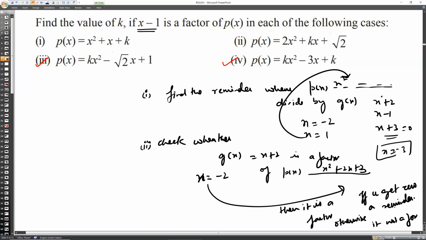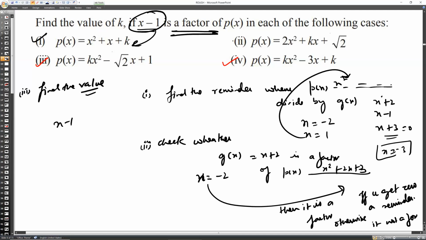The third type of question is: find the value of k. But in this question it will be given to you that it is a factor. So what does a factor mean? If I'm saying that x minus 1 is a factor of this polynomial, then when you put x minus 1 equal to 0, you get x equals 1. Then you put the value of x in this equation and equate it with 0, because it is said that it is a factor. If something is a factor, then when you divide, you will get remainder 0.